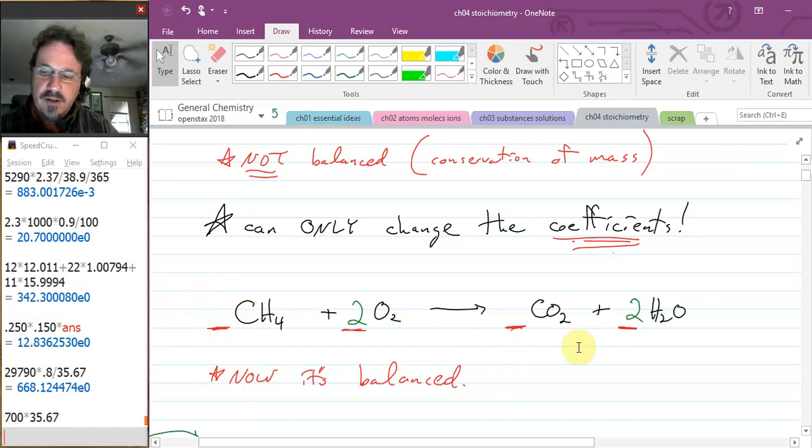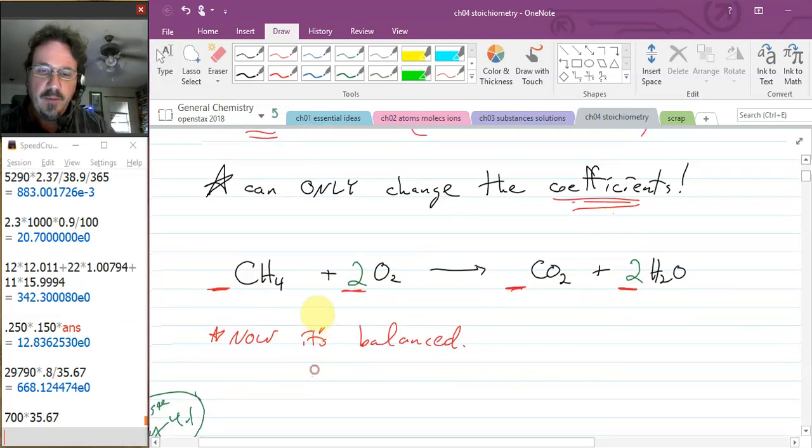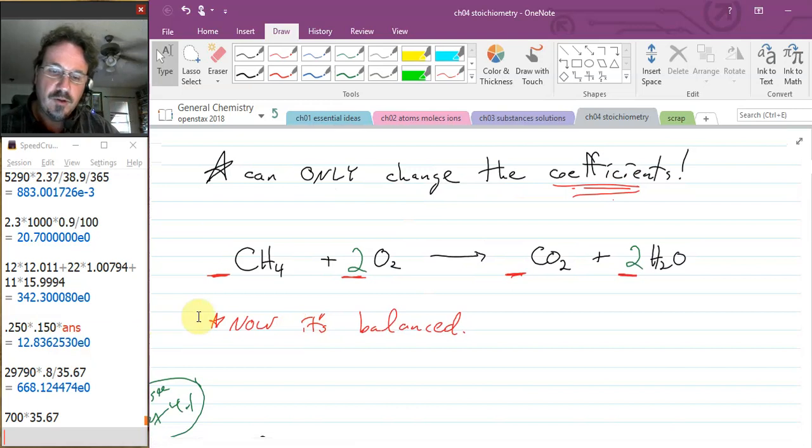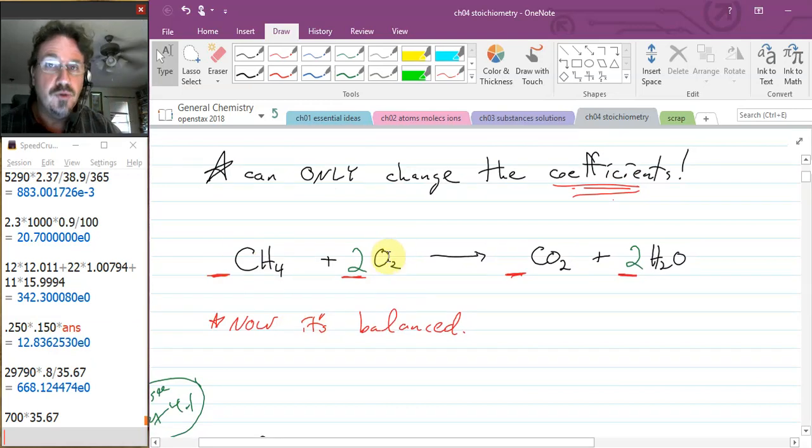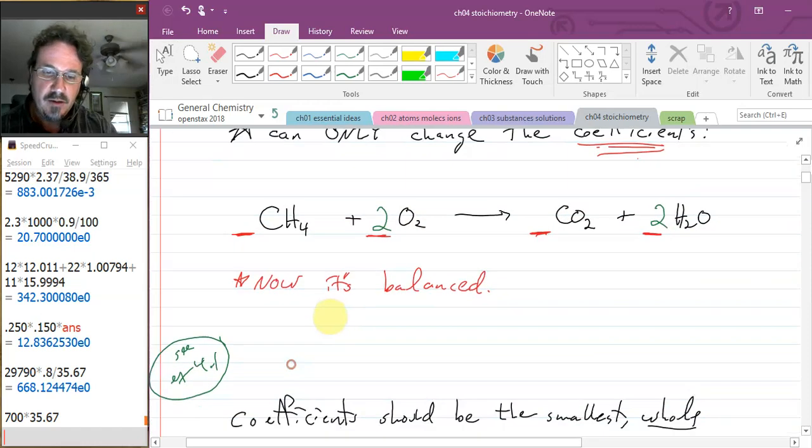Alright, so this is my balanced equation, and it tells me the relationship between how many of each molecule react. So in other words, for every 1 methane, I'm going to need 2 oxygen molecules. I'm going to produce 1 molecule of carbon dioxide and 2 molecules of water. That's balance. Conservation of mass is being obeyed.